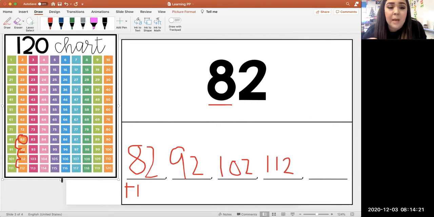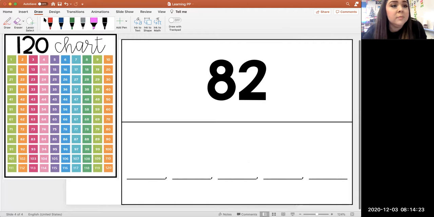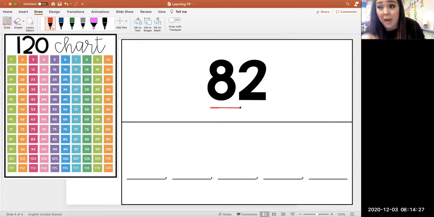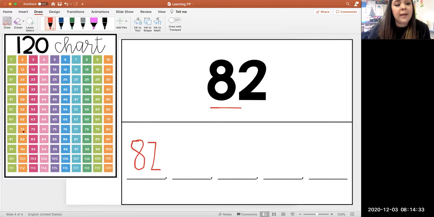Let's count backwards. Okay. 82. So I know that I have an 8 in my tens place. So because I'm going backwards, I'm subtracting. So my 8 is going to get smaller. I'm starting with 82 because that's what I'm given, and I'm going to find 82 on my 120 chart. Now I'm moving up on the chart because my 8 is going to get smaller, so I'm going to count backwards. I'm going to jump back. Got 72. I'm going to jump back again. Boom.